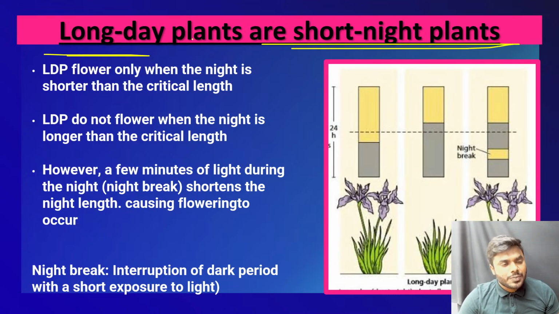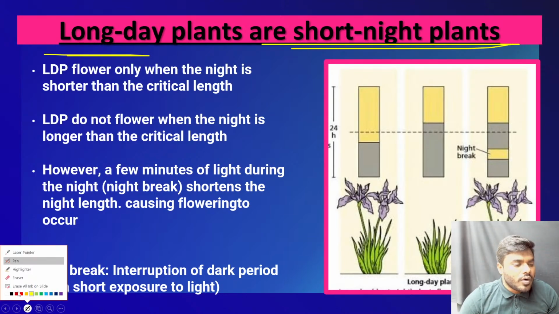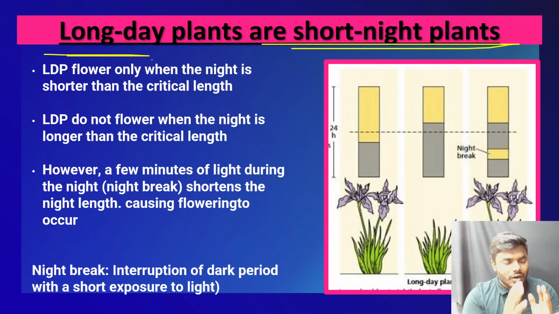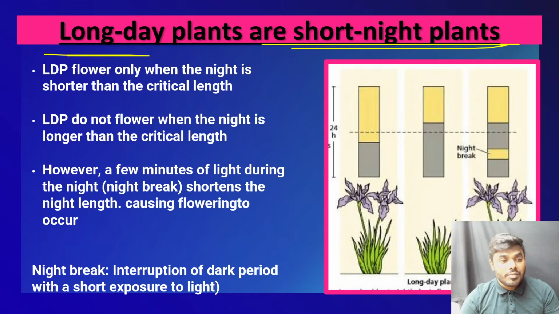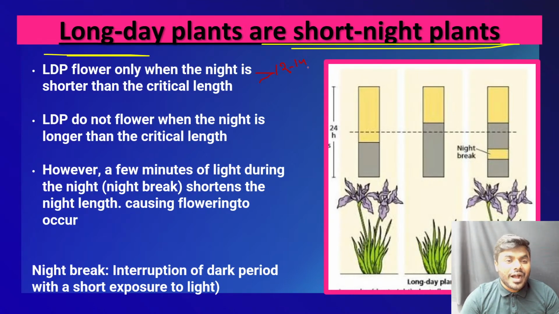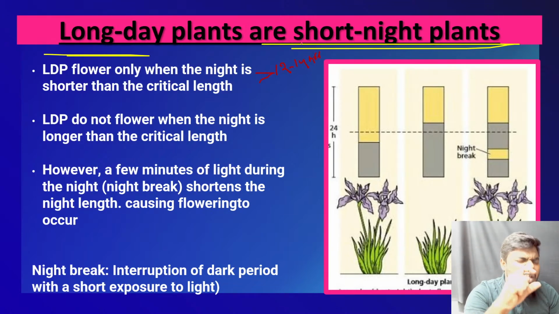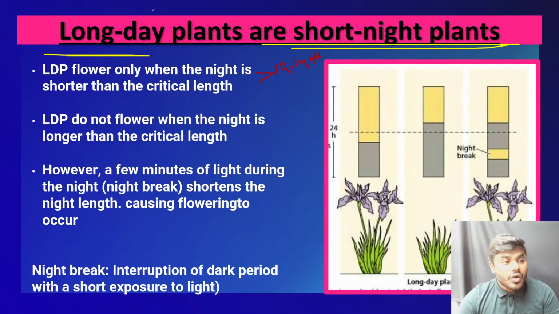How can I explain this? What do you mean by the word long day plant? Long day plant means it requires more day length. I mean to say it requires more than 12 to 14 hours of daylight. They require very little night length. That's the reason we call them long day plants.